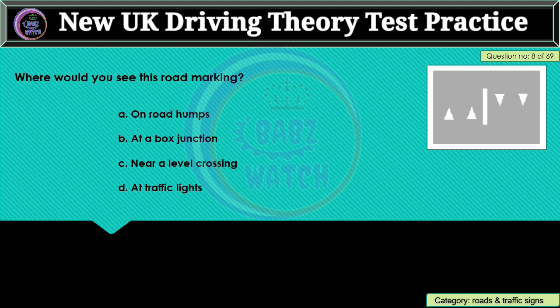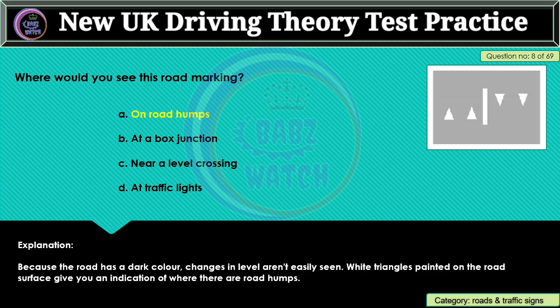Question 8 of 69. Where would you see this road marking? A. On road humps. B. At a box junction. C. Near a level crossing. D. At traffic lights. The correct answer is A. On road humps. Explanation. Because the road has a dark color, changes in level aren't easily seen. White triangles painted on the road surface give you an indication of where there are road humps.